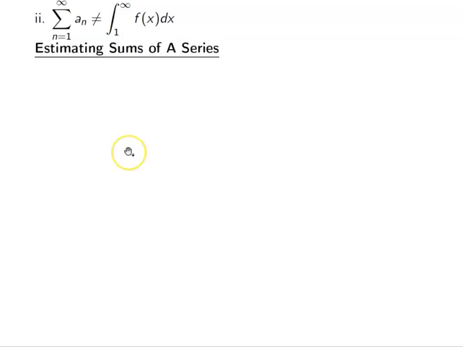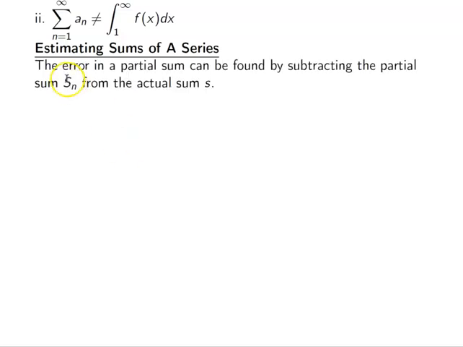Okay, so let's talk about estimating the sum of the series. When we talk about estimating, this is a guess. Whenever we estimate, we always use some sort of numerical method or approximation. The error in a partial sum can be found by subtracting the partial sum from the actual sum. That's the error, the true value versus your approximation. So our partial sum is an approximation of the real sum. Obviously, we're not going to add up all of the values unless it's something like a geometric series where we can figure out what it is right away.